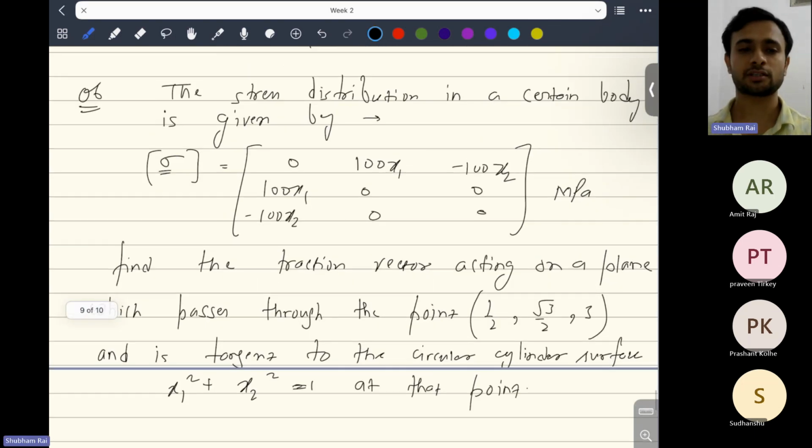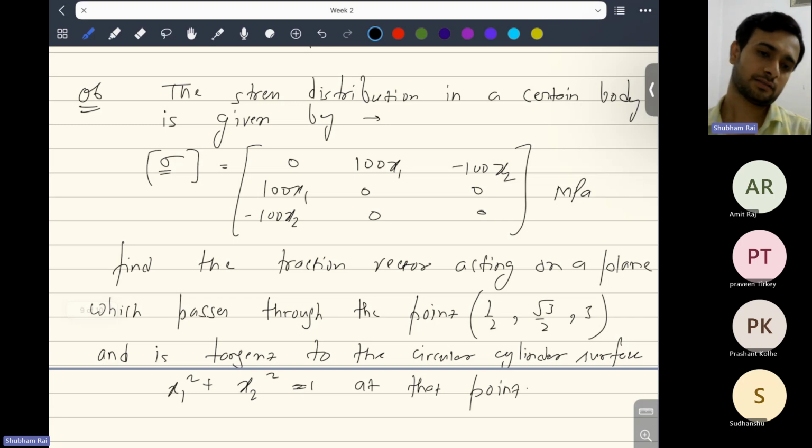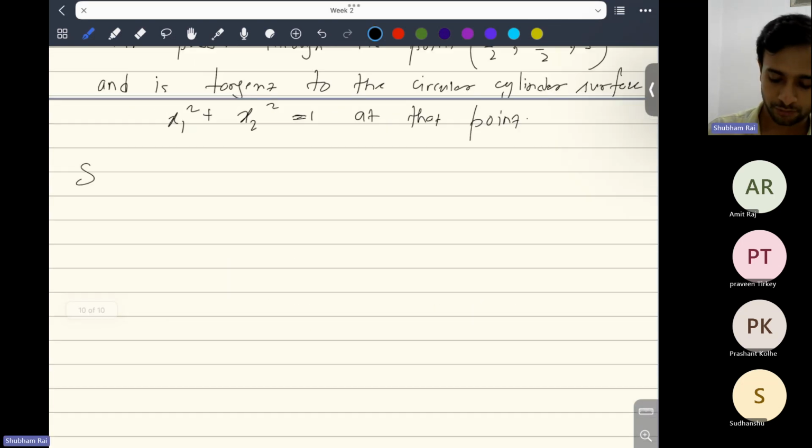So the stress distribution in a certain body is given to you. You have to find the traction vector acting on a plane which passes through this point, and the plane is tangent to the circular cylinder surface given by the equation x1 square plus x2 square is equal to 1 at that point. So the point is given to you because you need the x1 x2 coordinates to find the traction vector, and you need one more thing. You need the normal vector. So you can find the normal vector using this information that the plane is tangent to the circular cylindrical surface. So this is something known as an isosurface.